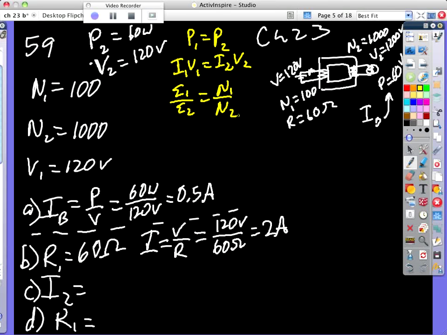If we know that this side has a voltage of 120 volts, and we know the ratio of the turns, then we can solve for E2, because E2 is going to equal EMF1 times N2 over N1. Does this make sense? When I plug that in, I get 120 volts times 1,000 over 100, which is going to be 1,200 volts.